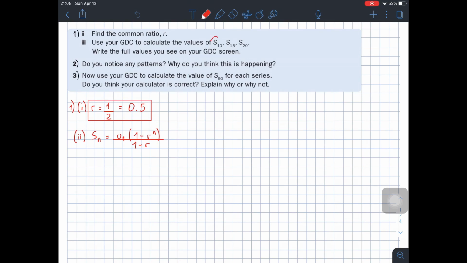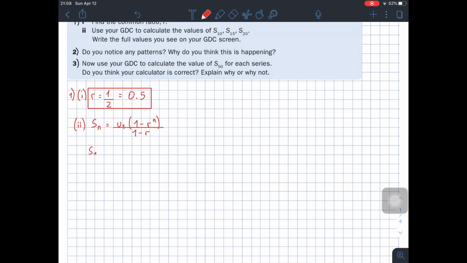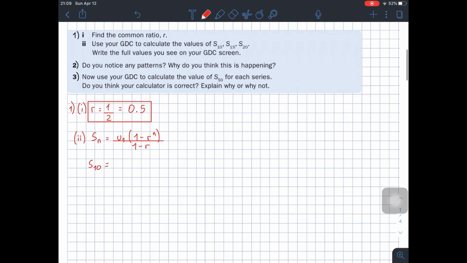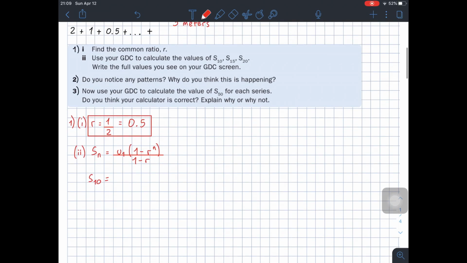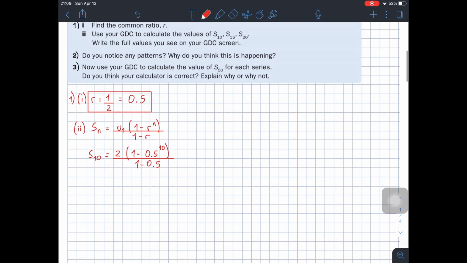So first of all, we want to find S of 10. What is U1 in this case? U1 is 2, right? So 2 times 1 minus 0.5 to the power of 10, divided by 1 minus 0.5. If you do that in your calculator, you should get, let's see, let's do this quickly.